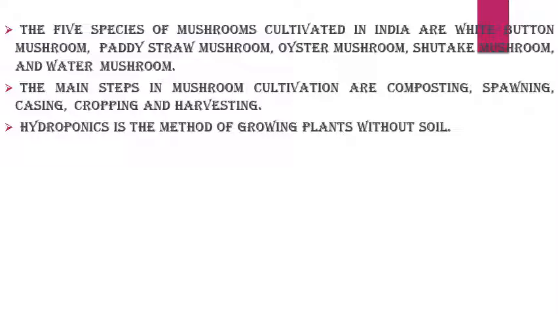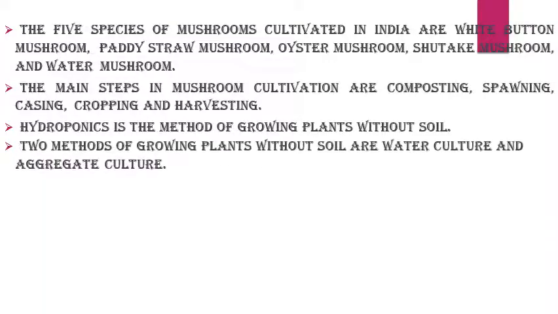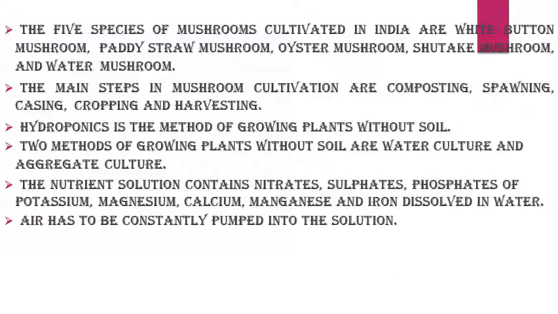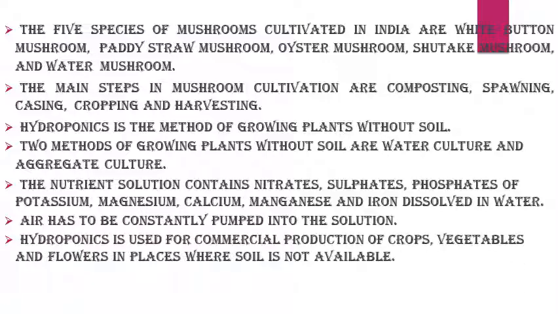Hydroponics is the method of growing plants without soil. Two methods of growing plants without soil are water culture and aggregate culture. The nutrient solution contains nitrate, sulfate, phosphate, potassium, magnesium, calcium, manganese, and iron dissolved in water. Air has to be constantly pumped into the solution. Hydroponics is used for commercial production of crops, vegetables, and flowers in places where soil is not available.